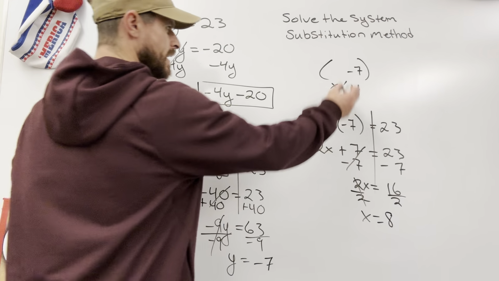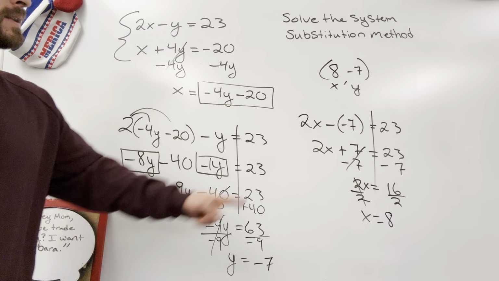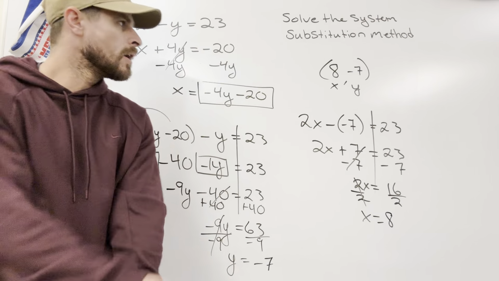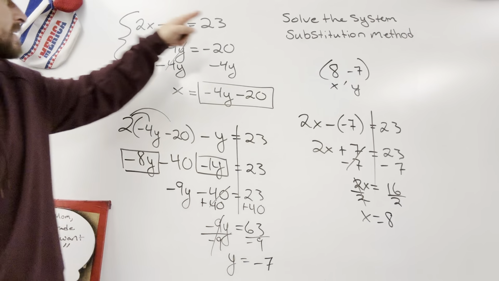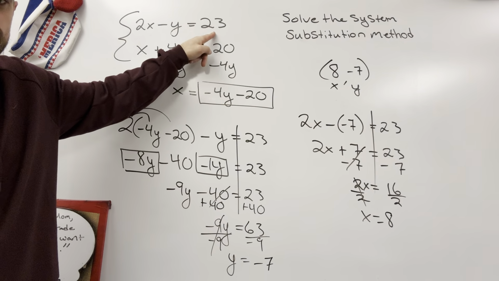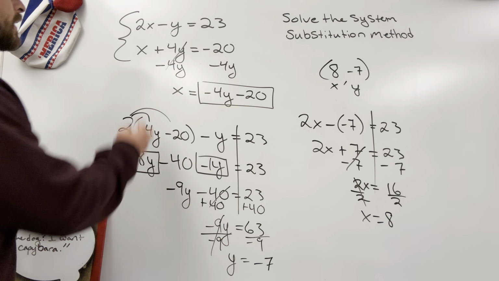So we know 8, -7 is the point the two lines would intersect. We know that if we put an 8 in for x here, a -7 in for y there, it would come out to 23. We can even prove that right now, just real quick.